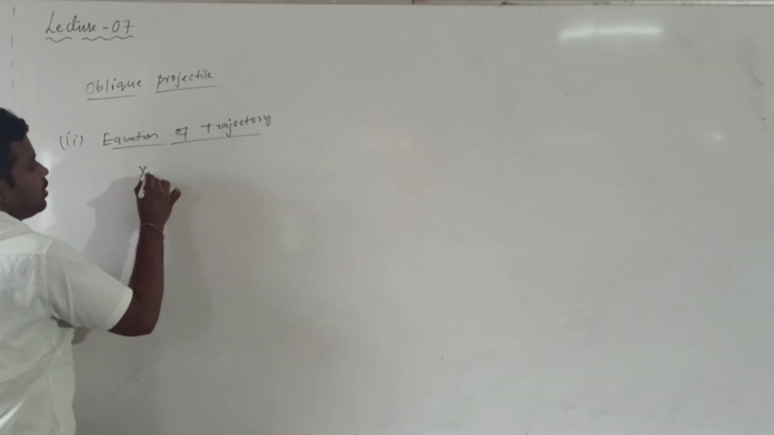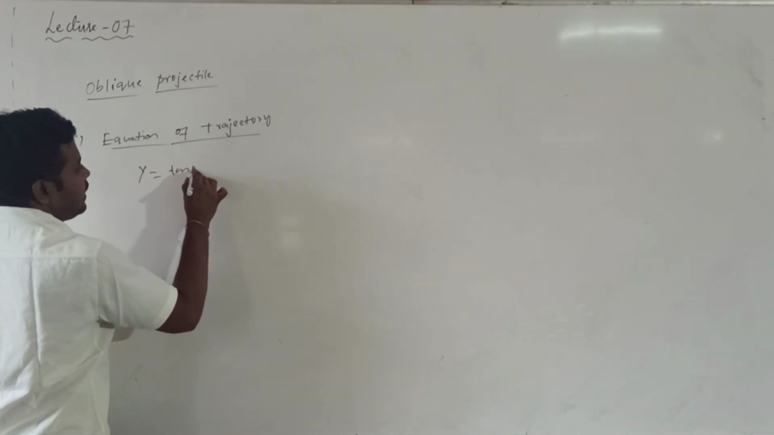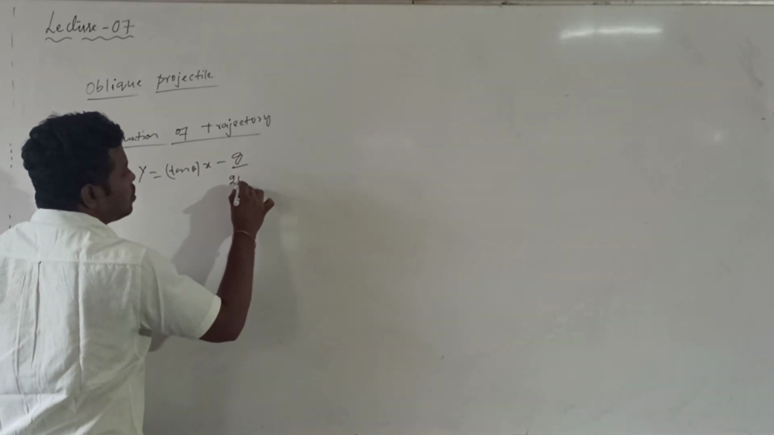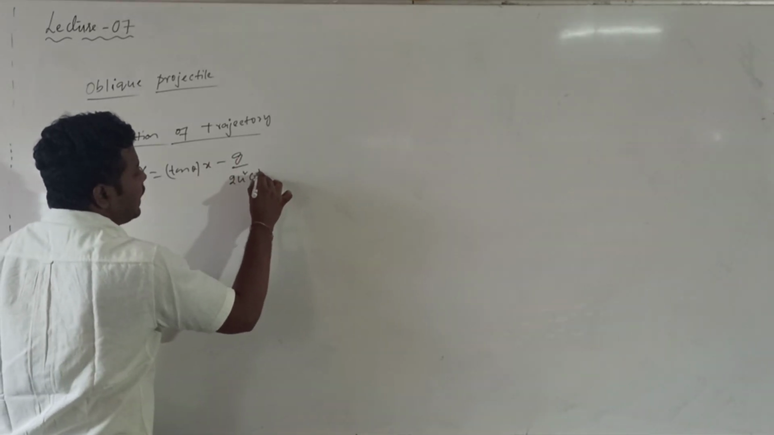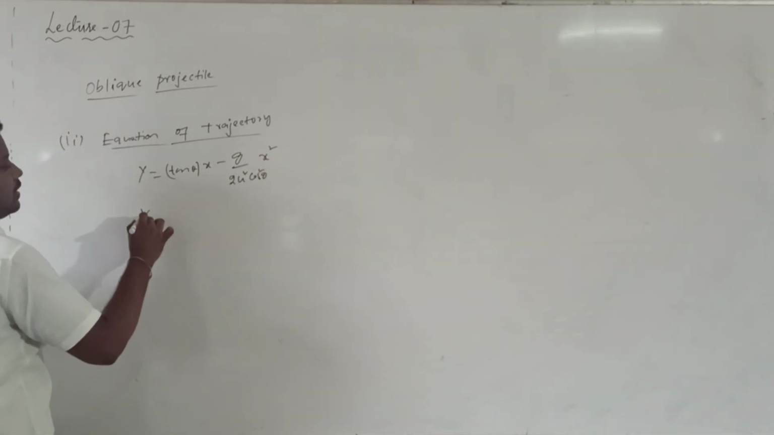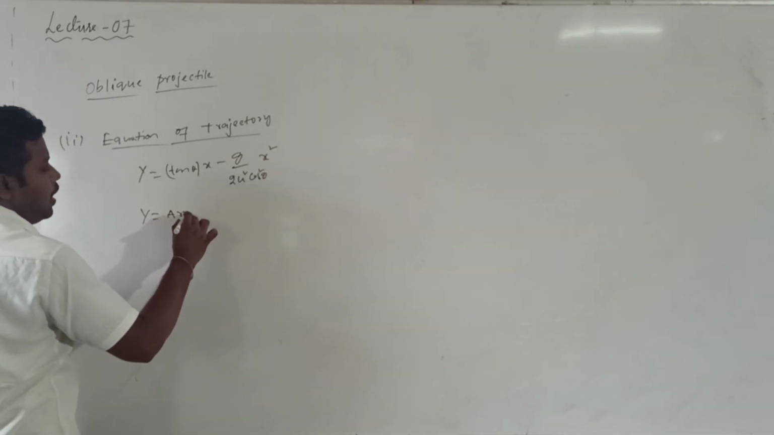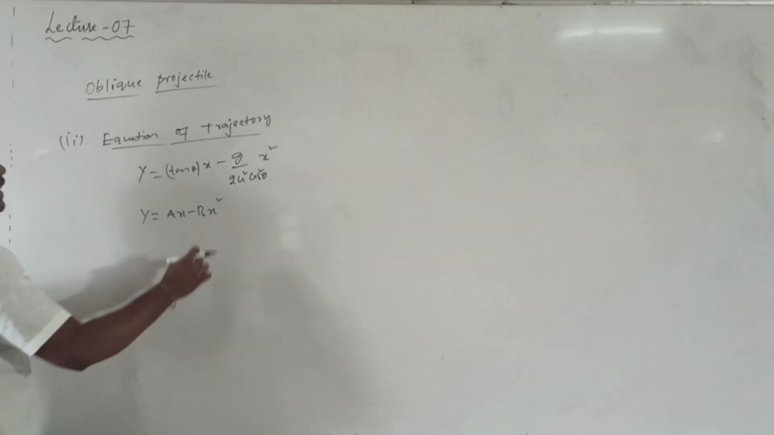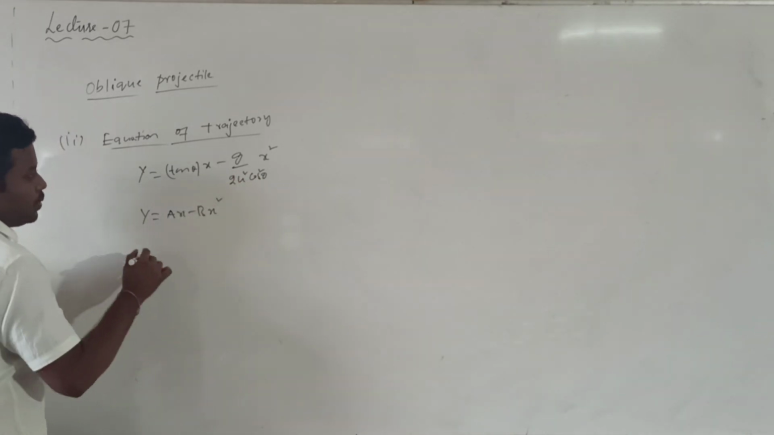So that is y is equal to tan theta into x minus g divided by 2u square cos square theta into x square, right? Yesterday we have written this also as y is equal to ax minus bx square, where a is tan theta, and b value is g divided by 2u square into cos square theta.